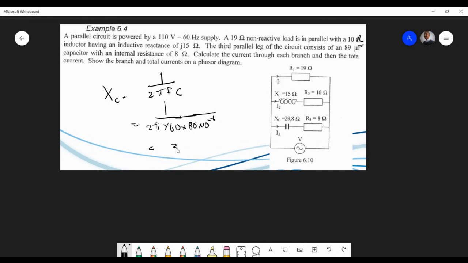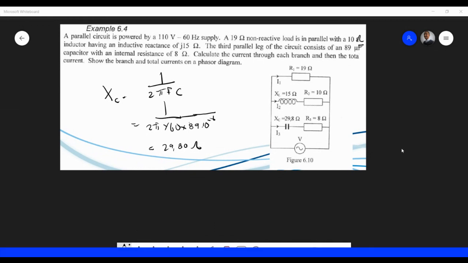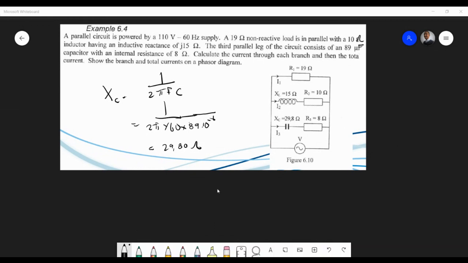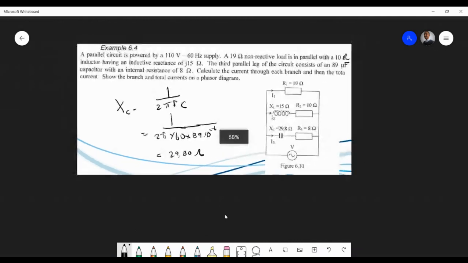So this would be 30. Oh, it's 89. Okay, this will be 29.8. So your first step is typically to work out your reactances, the inductive and capacitive reactances. Okay, sweet. Once that is done, it's fairly simple.